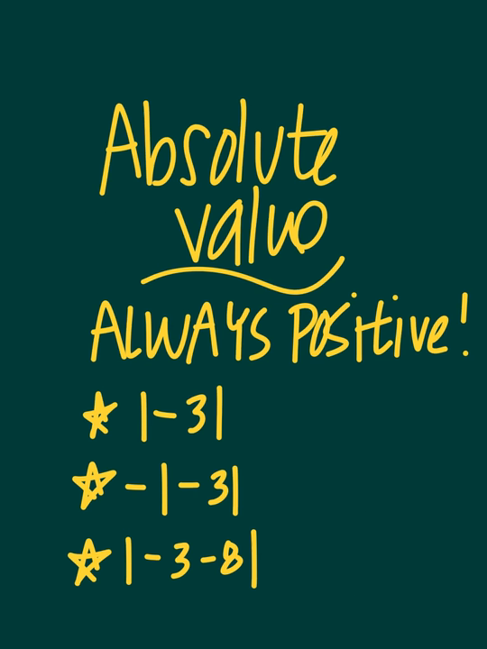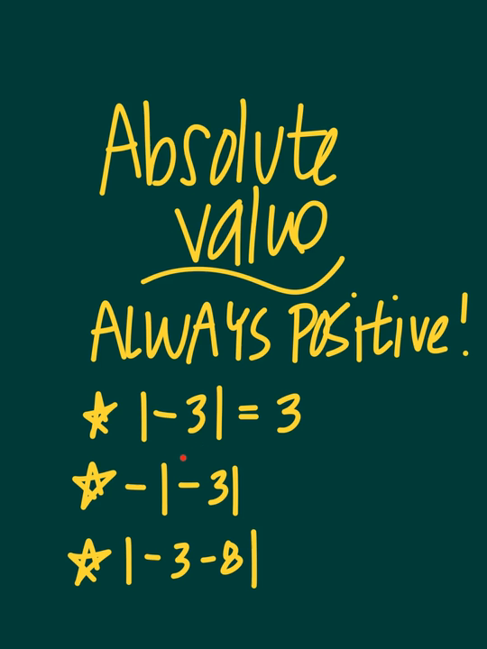Alright, and finally, absolute value. So absolute value is always positive. It's a measure of how far you are from 0, so it's a measure of distance. So absolute value of -3 would be equal to +3.